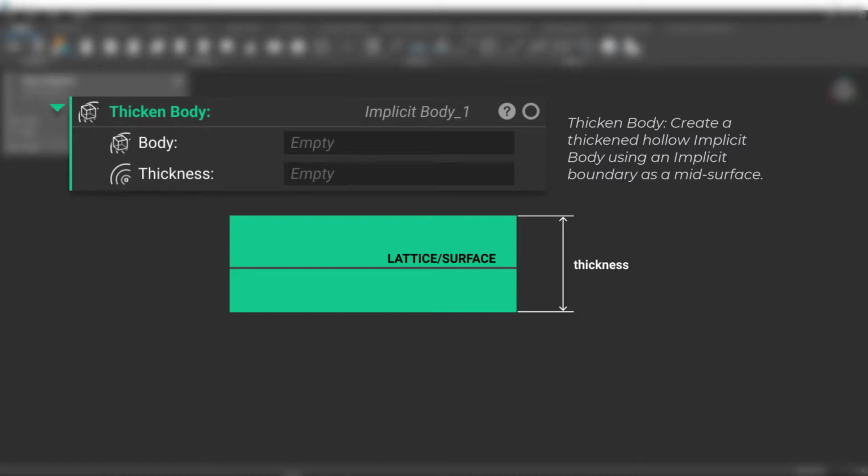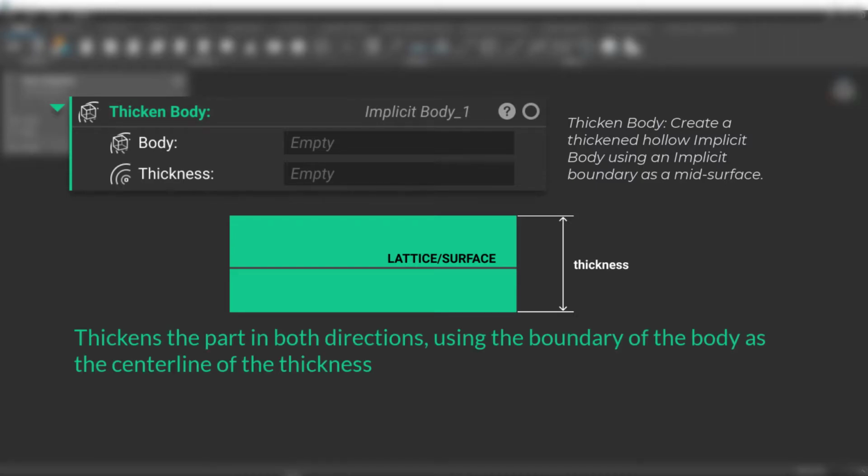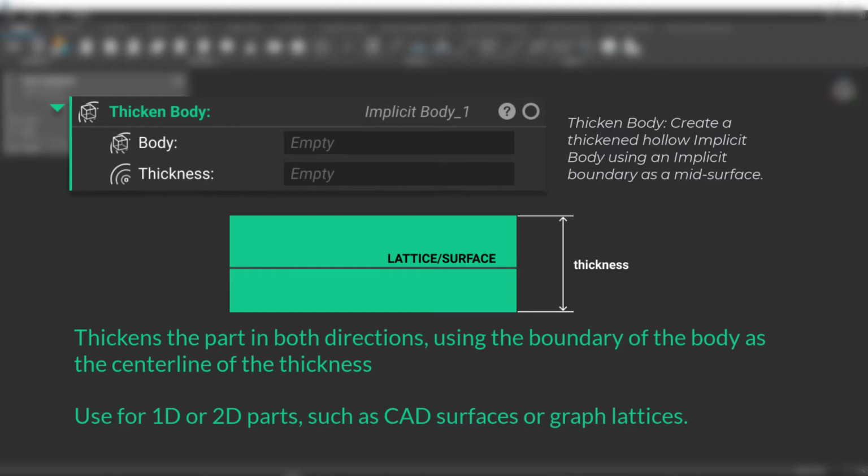To break this down, the thickened body block will thicken the part in both directions using the boundary of the body as the center line of the thickness. The thickness will be split evenly between the two sides. When would you want this behavior? It is best to use for one-dimensional or two-dimensional parts, such as CAD surfaces or graph lattices.